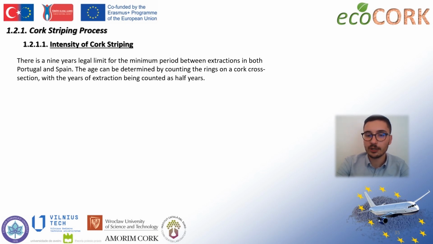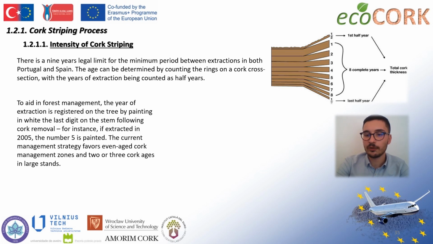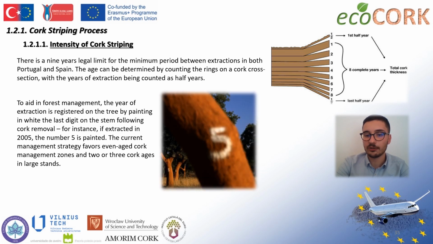By counting the rings on a cork's cross section, you can figure out how old it is. The years it took to get the cork can be counted as half years. To help with forest management, the last digit of the year the cork was taken off is painted in white on the tree stem after the cork has been taken off. For example, if the cork was taken off in 2005, the number 5 is painted.